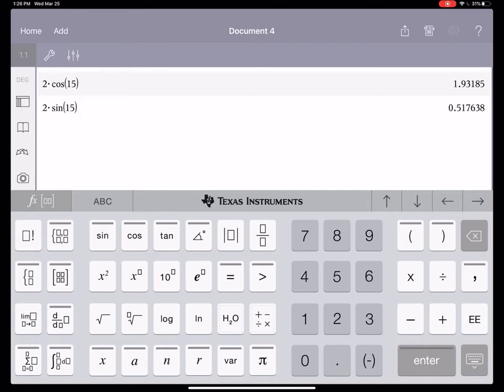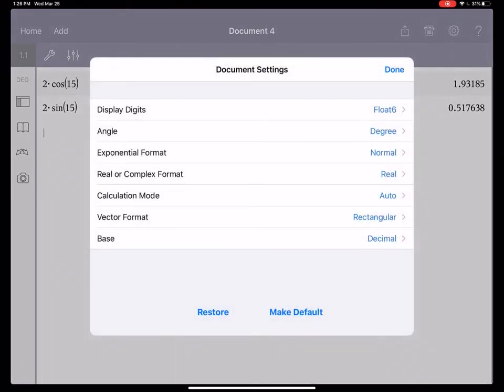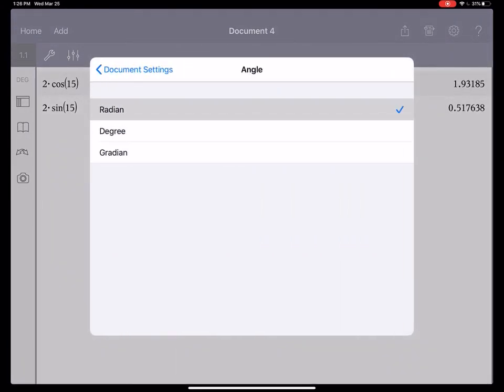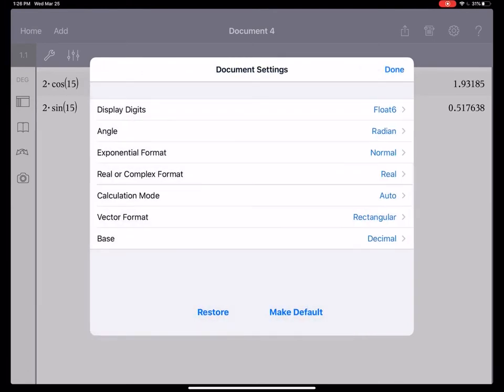Again, make sure you're in radians. You're in degrees right now, so change it to radians.